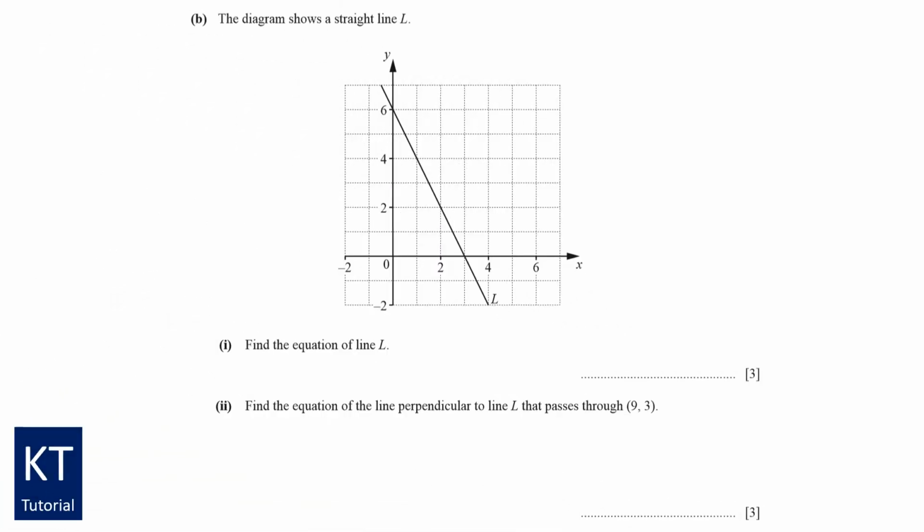Question 4b. The diagram shows a straight line L. Find the equation of line L. The equation is y equals minus 2x plus 6. Next, find the equation of the line perpendicular to line L that passes through (9, 3). Being a perpendicular line, this line would have a gradient of half. Therefore, it would carry the equation y equals half x plus c. By inserting the known coordinates (9, 3) for x and y in the equation, c can be determined as minus 3 over 2. With that, the required equation is y equals half x minus 3 over 2.